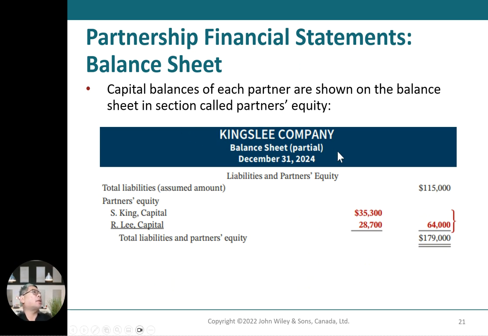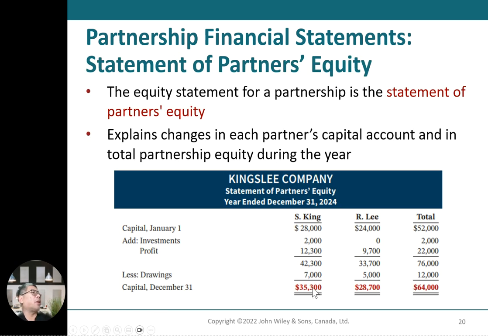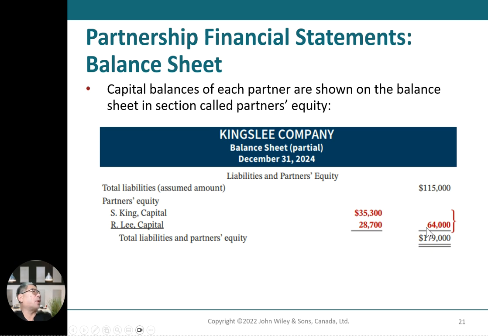Capital balances here for King and Lee. You've got total liabilities here 115,000, King capital 35,300, and this is 28,700. So this looks like it's not 50-50, guys. You see the difference there. The numbers are different, so King has a higher percentage. So you can see here.